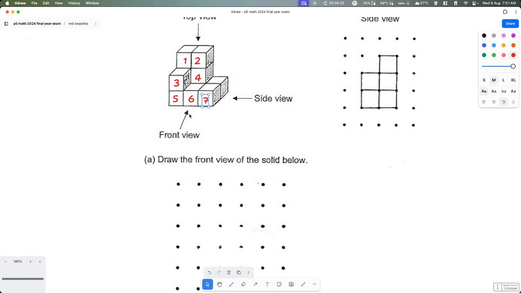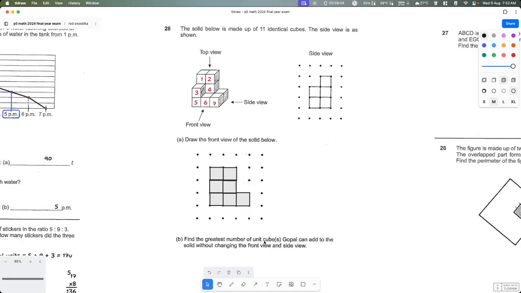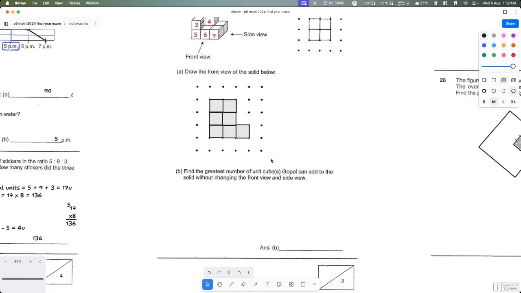So it's basically this one, right? 1. Okay, and then let's make it like this. 1, and then we have 2, and then we have 3 and 4, and then we have 5 and 6, and then we have 7. So let's see over here. There you go. Not the best looking one, but it looks like this. Okay, next one.